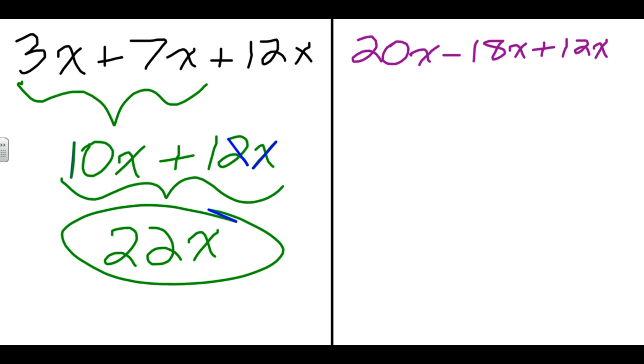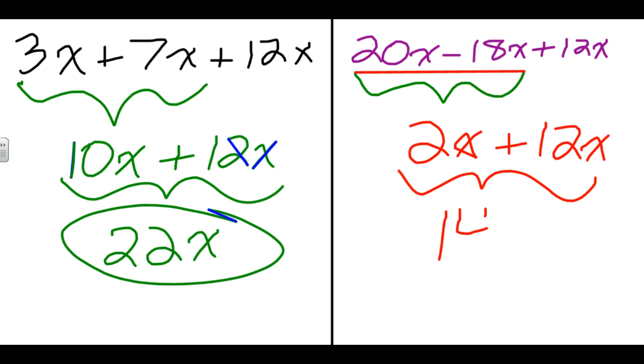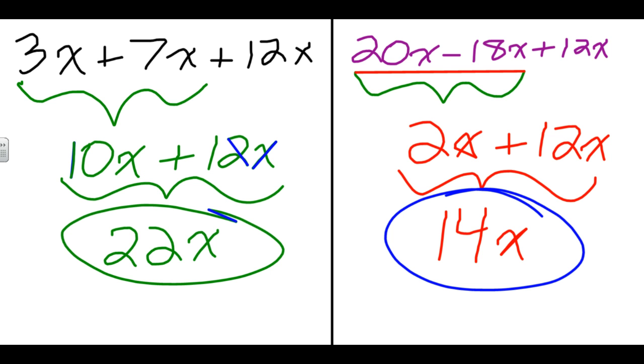For the example on the right, we have to go from left to right in this one. Remember that the order of operations doesn't say that addition happens before subtraction. That addition and subtraction, rather, are done from left to right in whatever order you happen to find them. So 20x minus 18x gives us 2x, and the 2x plus the 12x that we had over here gives us 14x, and that is the answer that we're looking for.